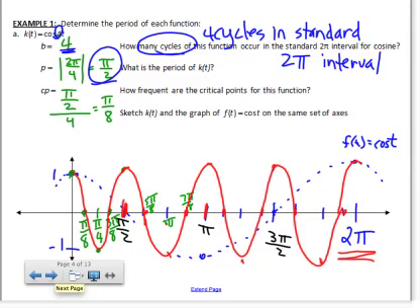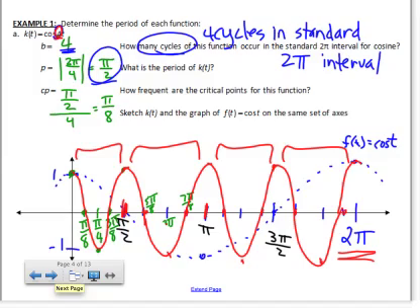So now you see, look, 1, 2, 3, 4 complete cycles. So there's 2 things that we think about this. Number 1, that number tells you in the standard 2 pi interval how many cycles are going to occur, and then it changes how long it takes for 1 cycle to occur.